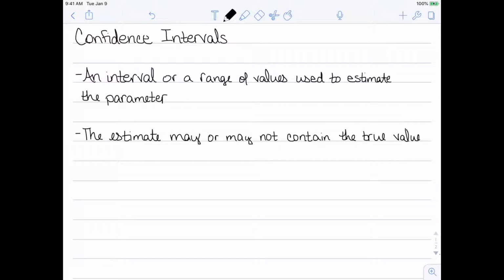One of the big things to note is that this estimate may or may not contain the true value. These are just an estimate, and it could be that we're wrong. Fortunately, we'll be able to give an estimate of how wrong we may be. So let's look at how we would actually go about finding this and exactly what it is that we're doing.